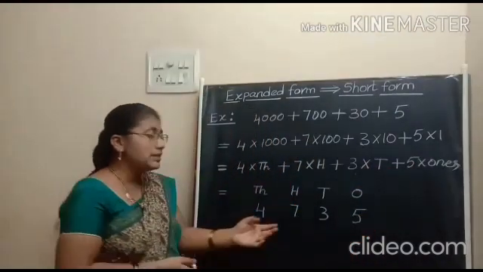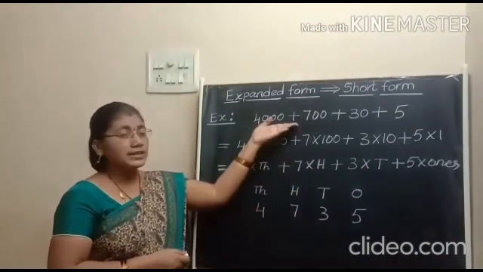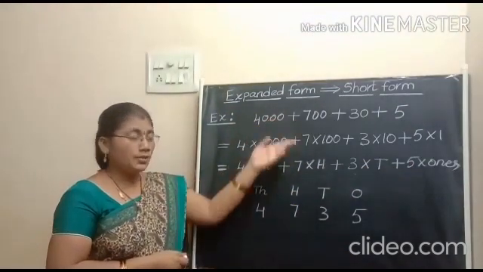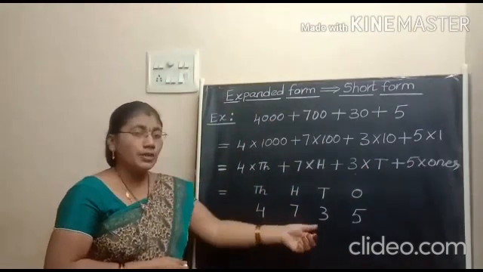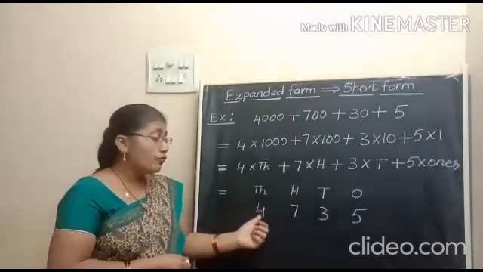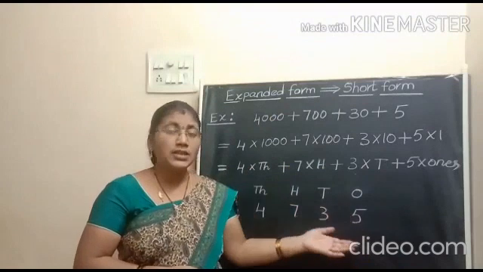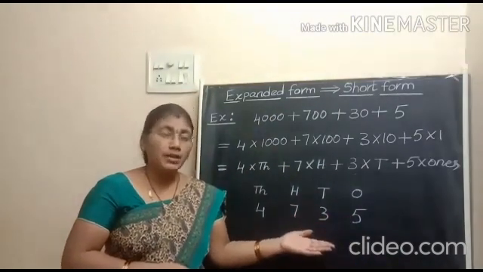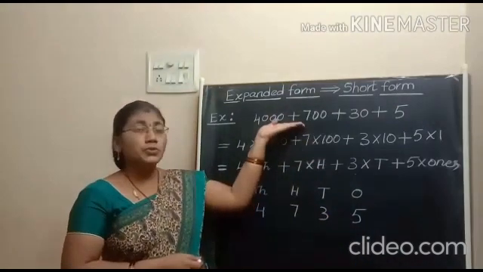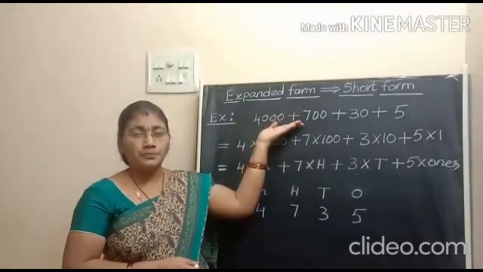Now, this is the numeral for the given expanded form. Look here, children, this is the numeral. We can read this one as 4735. This is the numeral or number which is equal to the given expanded form.